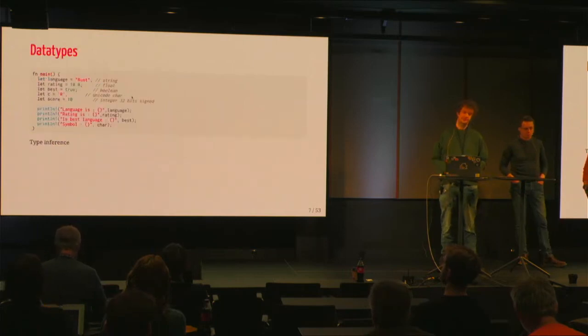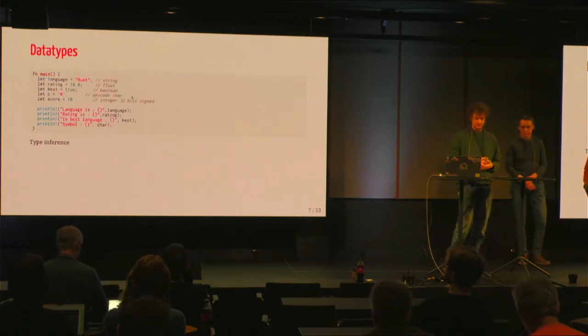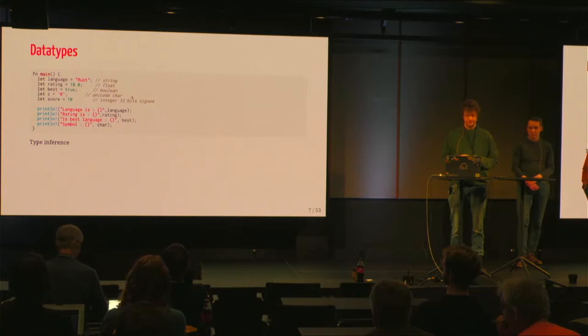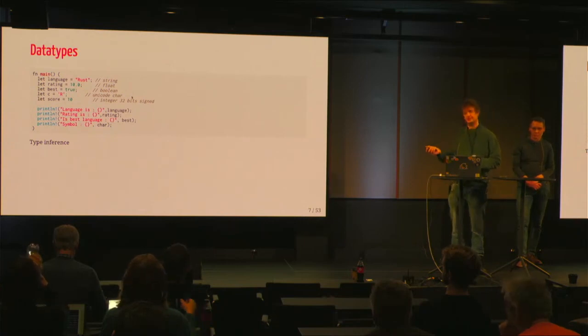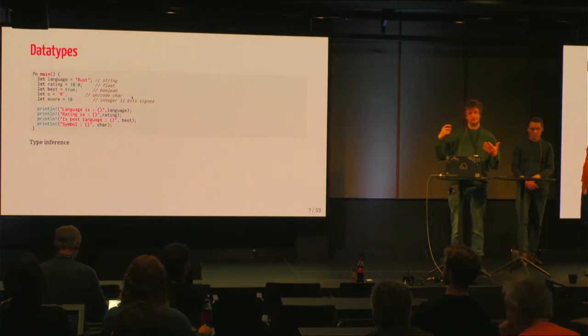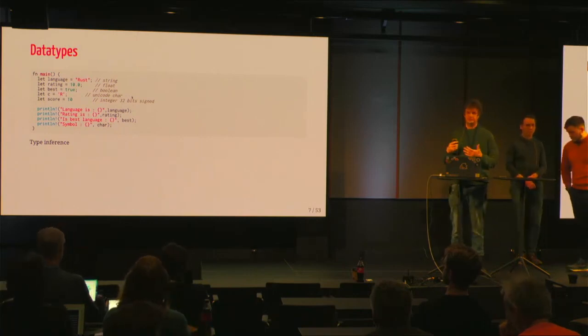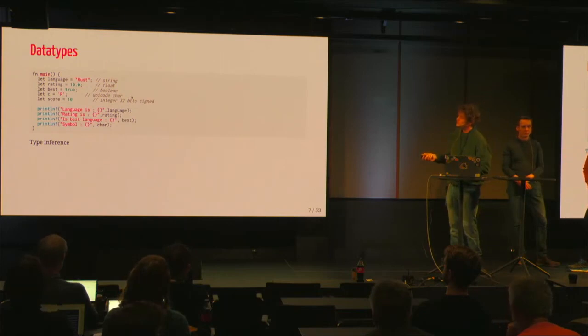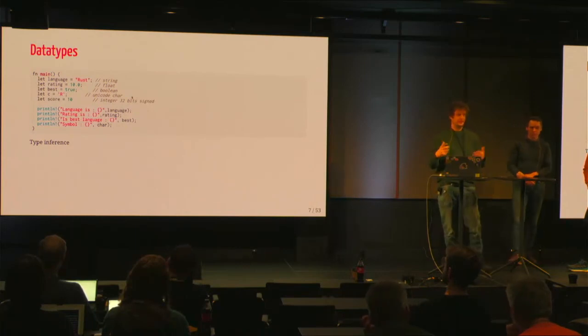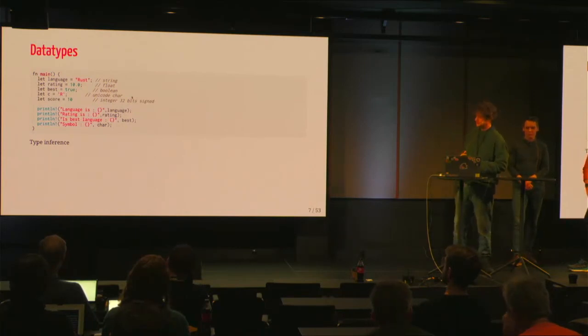Data types, we have the common data types in Rust also. String, float, Boolean, Unicode characters, and integers. And as you see here, you do not have to declare the type, because Rust will infer this. So there are some default types. If you, for example, assign a number here, then it automatically gets assigned to a 32-bit integer.